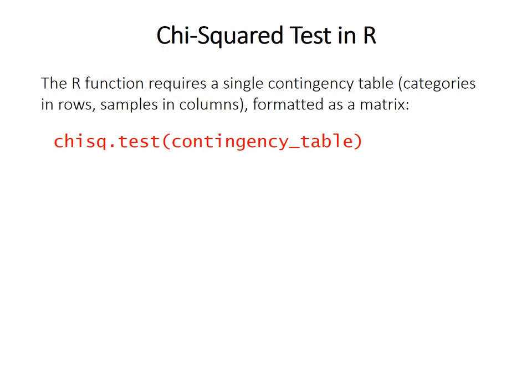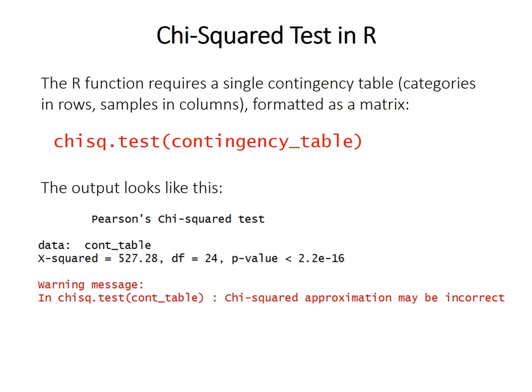In R, the chi-squared test requires just one contingency table as its input. For the type of table that you'll have in the geosciences, it should be formatted so that your categories are the rows and the samples in which you've measured those categories are the columns. The function is called chisq.test, and its output looks like this. It gives the test name and the chi-squared value, which is this X-squared, the degrees of freedom, df, and the p-value.